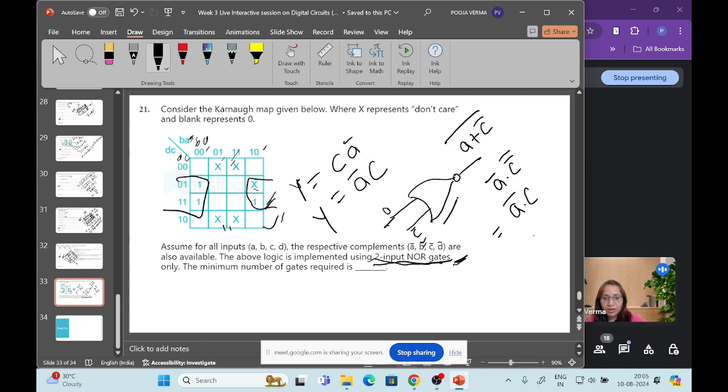So this is a NOR gate representation of this function. Okay, because it is already given here, assume all the inputs A, B, C, D and the respective complements are available. So they are already available, we don't need to use a NOT gate for getting C bar. Okay, it is available. So only the minimum number of gates, that means only one gate, is required to implement this logic. Okay, so I hope all of you get this point.